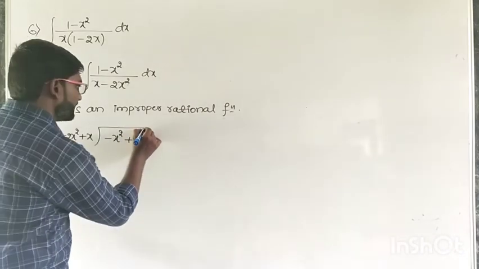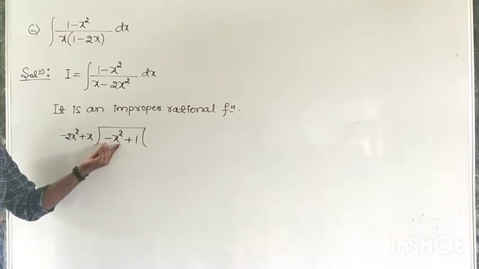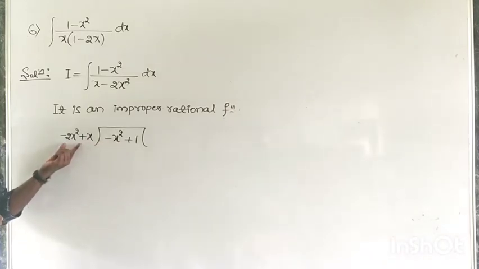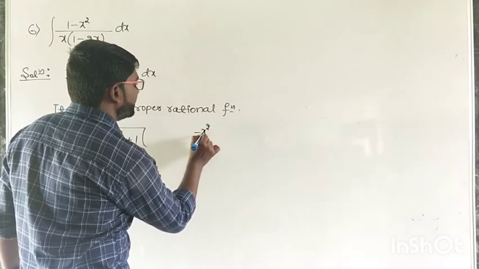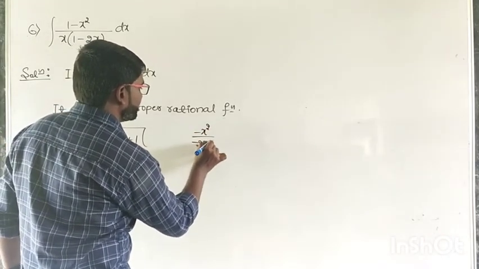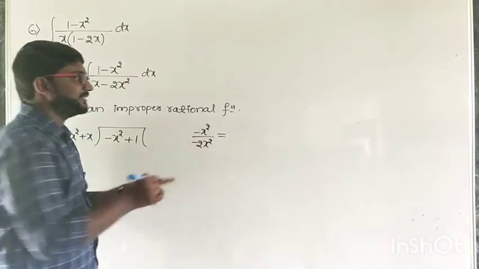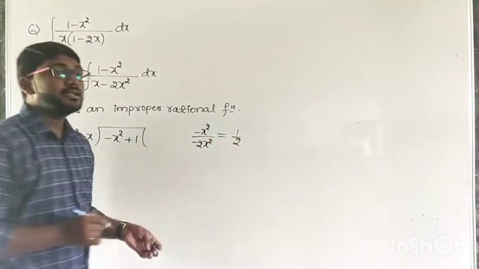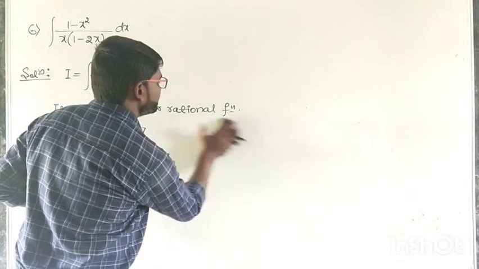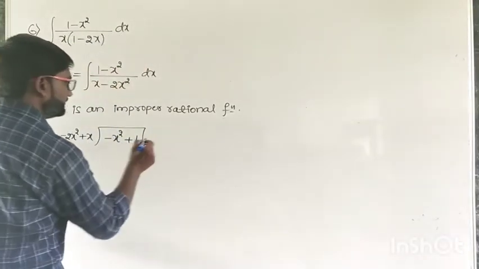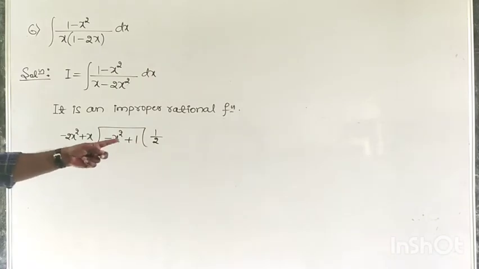So now see here. What is the first term of the dividend? It is minus x square, and the first term of the divisor is minus 2x square. So minus x square divided by minus 2x square. See here, minus by minus it is plus, x square and x square get cancelled. We have 1 by 2. So consider that 1 by 2 now. So I take 1 by 2 here. I hope you understood how we got 1 by 2.